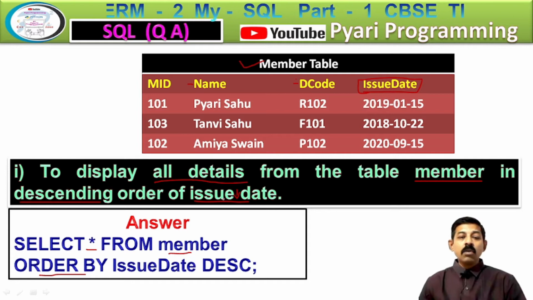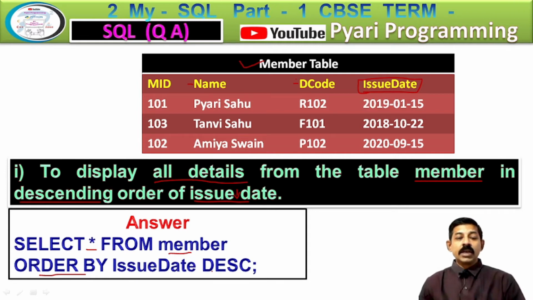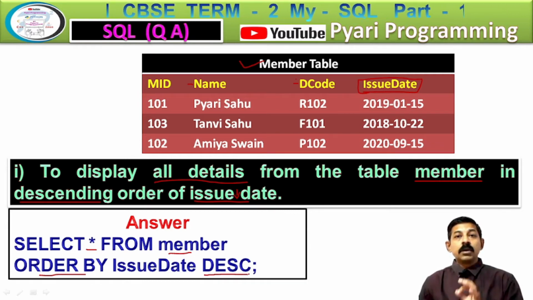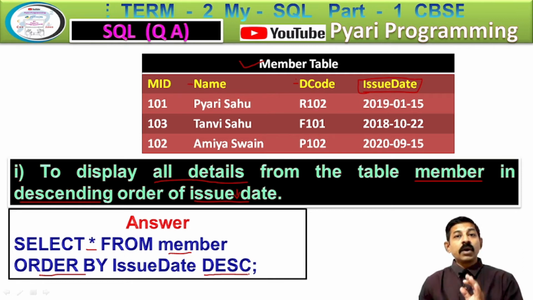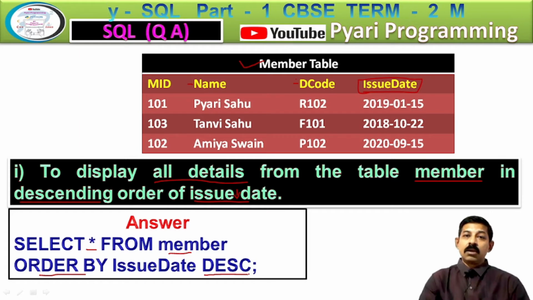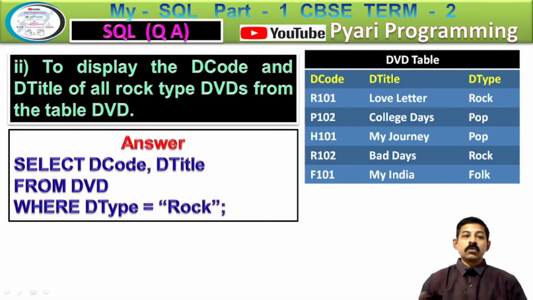Then it is saying about issue date in which order? Descending order. For descending order, the term or the word is used called DESC. But if it is not given, the default one is your ascending order. Automatically वो ascending order में बना देगा. So let's see what the question number 2 is saying.